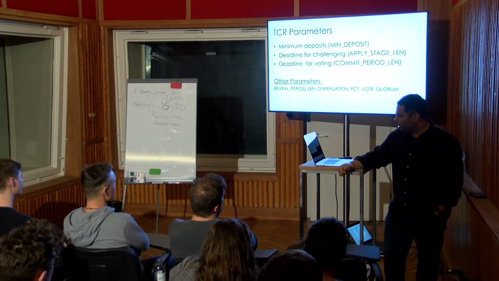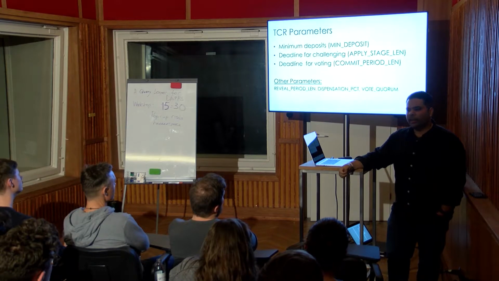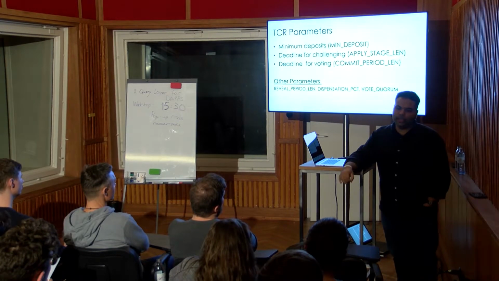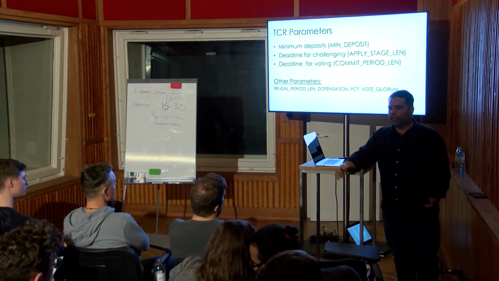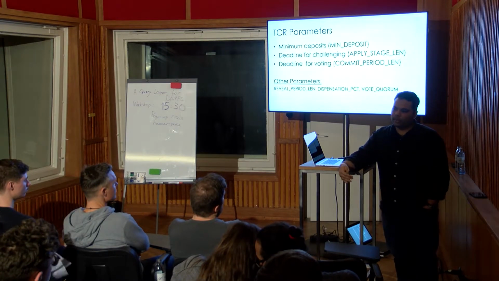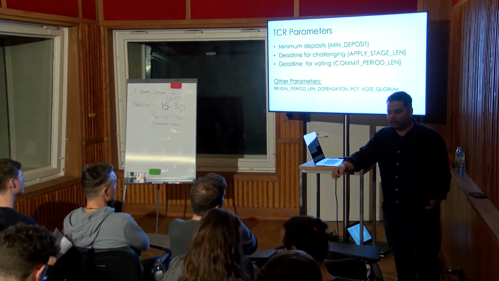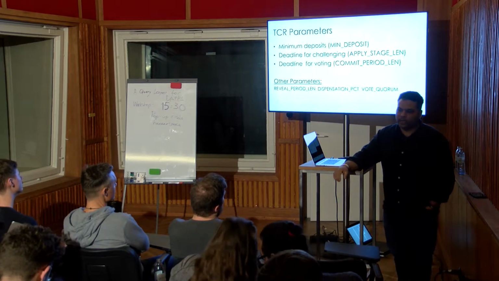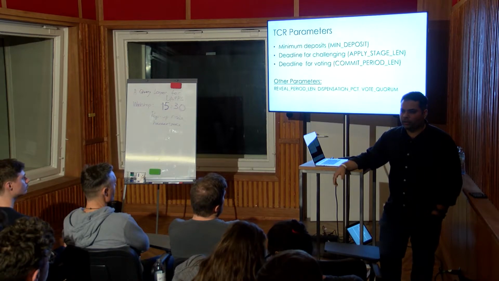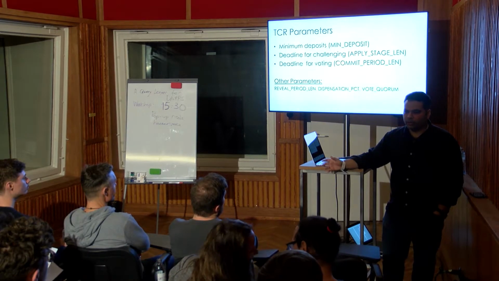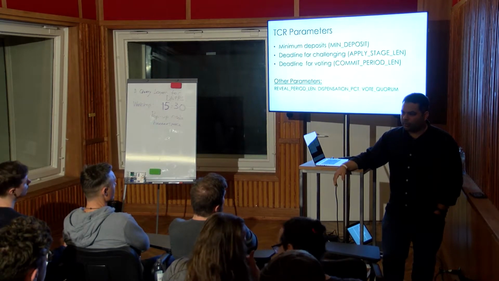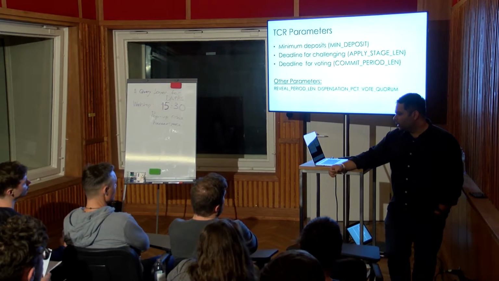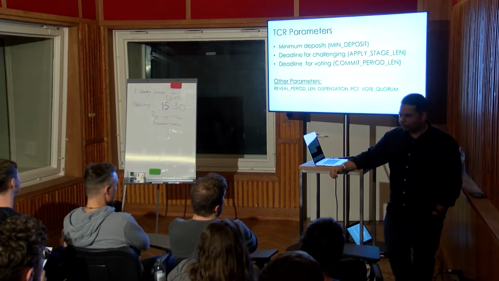And then we have a deadline for voting as well. If somebody has already challenged my listing, then what should be the time given to the people who can come in and vote on it? If they continue to vote endlessly, then it will never be resolved. It will always be in a state where it can be accepted or rejected. So to keep it bound by time and realistic, we need these parameters.